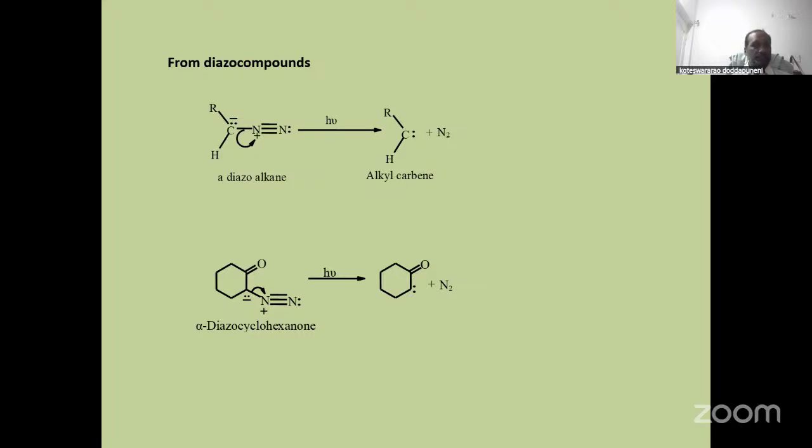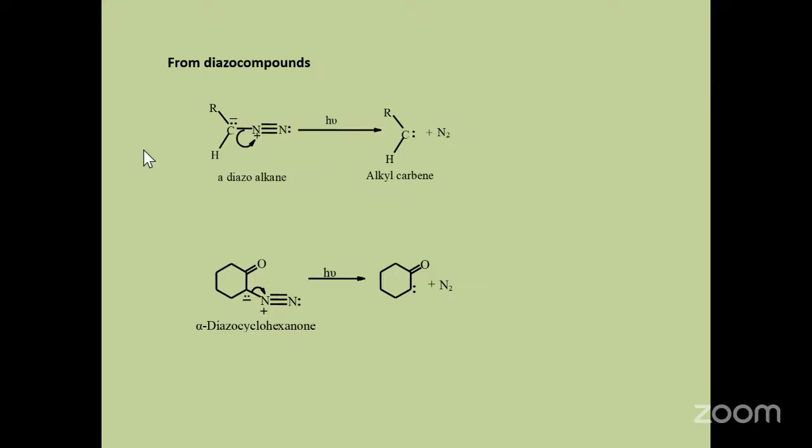And the next example, this is diazocyclohexanone. It can be generated very easily. Amino cyclohexanone is treated with HCl followed by NaNO2. That leads to formation of alpha-diazocyclohexanone, which on photoirradiation leads to formation of a carbene. The carbene intermediate is generated on the carbon of cyclohexanone.